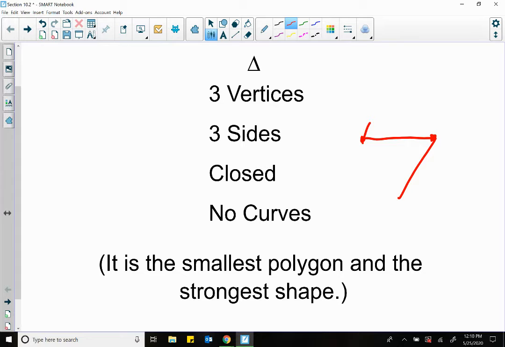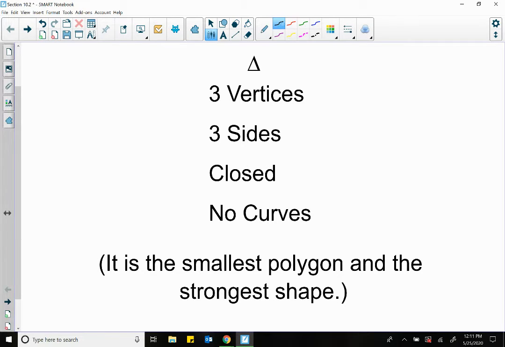What's cool about the triangle is that it is the smallest polygon and our strongest shape. Generally, when construction happens, and you can see this on bridges, bridges form what we call trusses, and trusses are triangles because triangles are our strongest shape. Every other shape is extremely weak except for the triangle. It's kind of cool, and it is our smallest polygon.